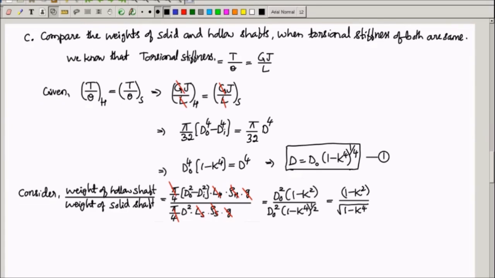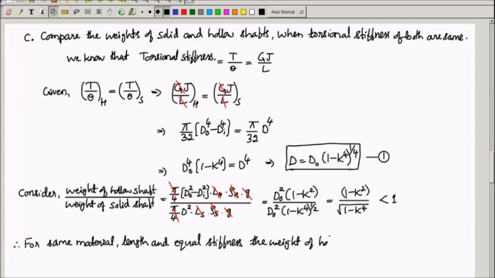Now observe this ratio. For all the values of k, this will be less than 1. It will always be less than 1. So for the same material, length and equal stiffness, the weight of the hollow shaft is less than that of the solid shaft. Now based on this, we will try to solve a problem.